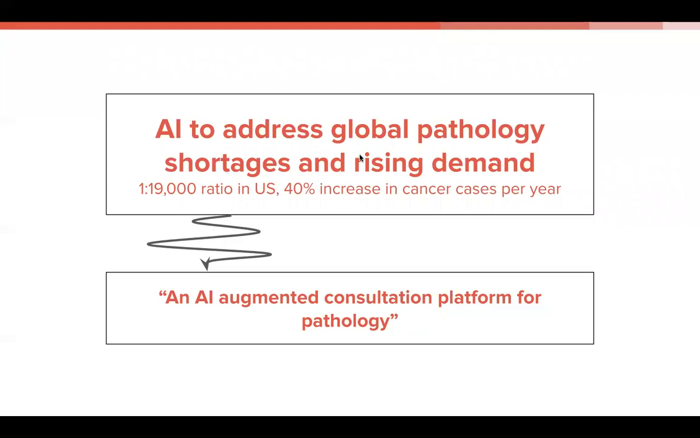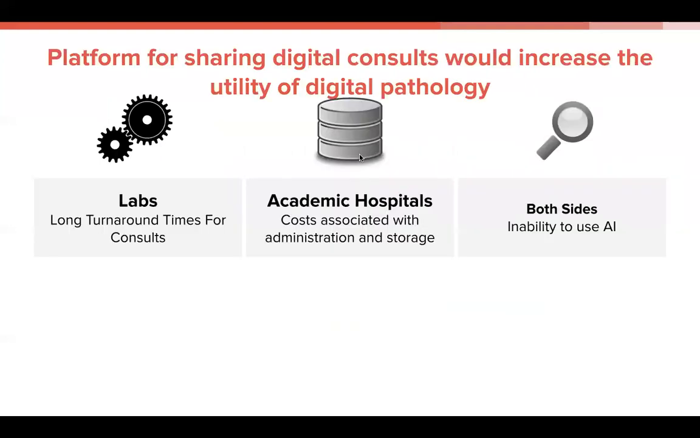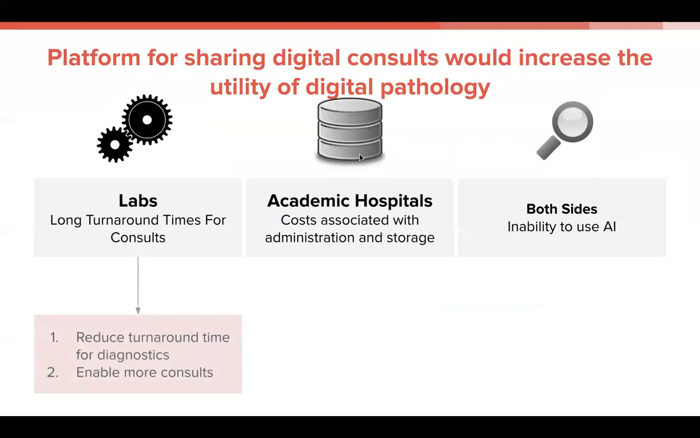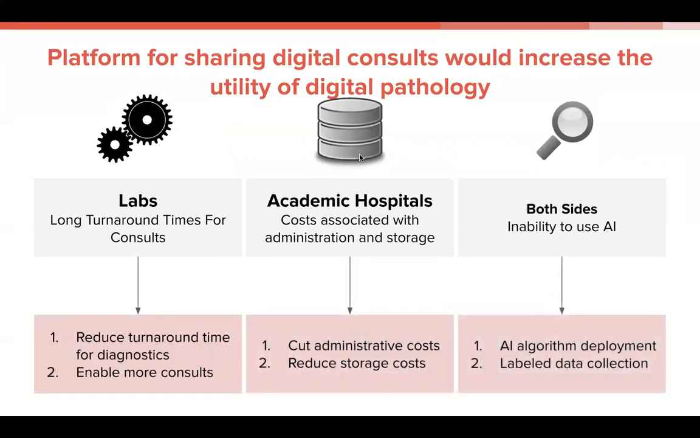So we went all the way from addressing global pathology shortages with AI to an AI augmented consultation platform for pathology. We had a hypothesis that building a platform for sharing digital consults would increase the utility of digital pathology. And we had three sets of value props here, which is making it more convenient and fast for pathology labs to send slides, to increase the revenue at academic hospitals, and finally, why we got into this space in the first place, which was to use AI. We thought the minute we got into Lean Launchpad with this idea, we could commercialize it and find customers. And boy, how wrong were we.